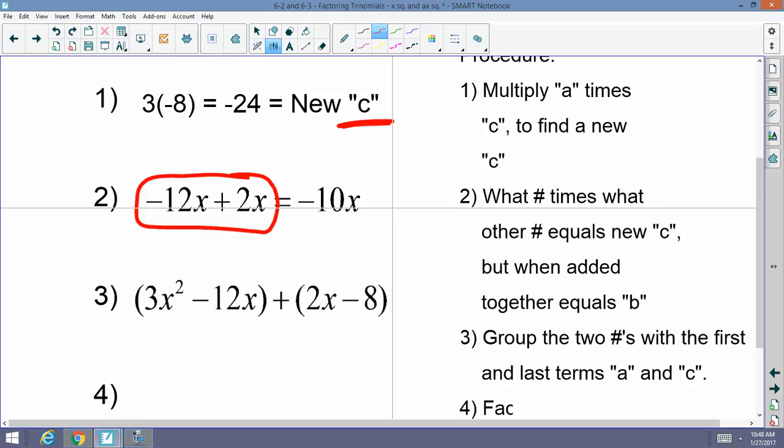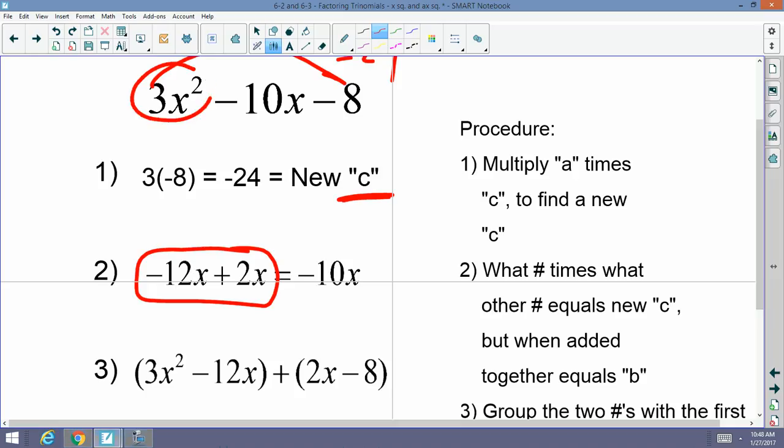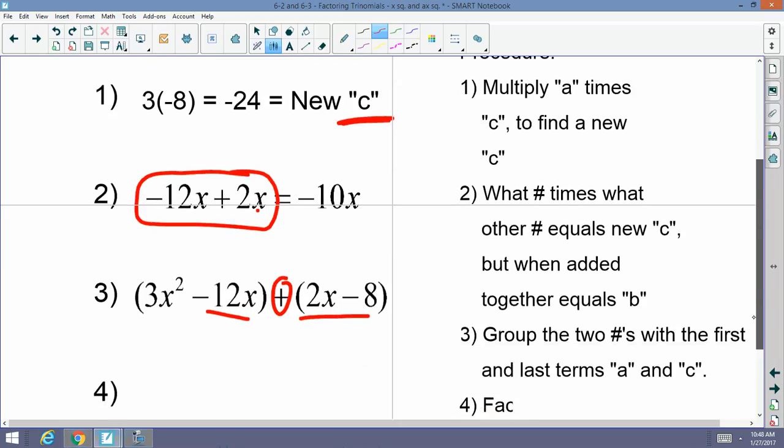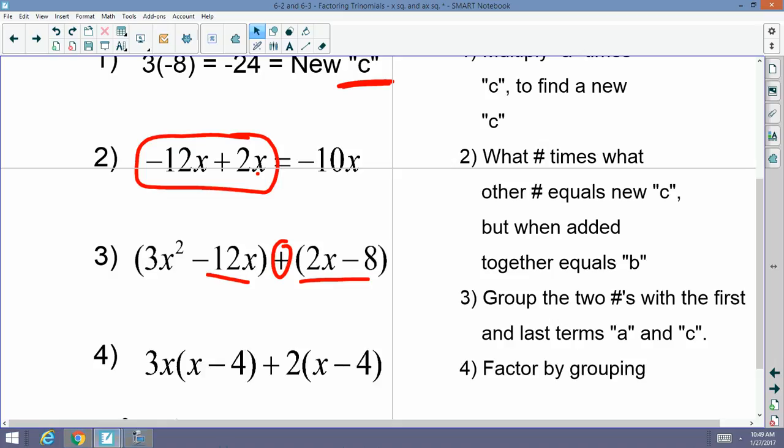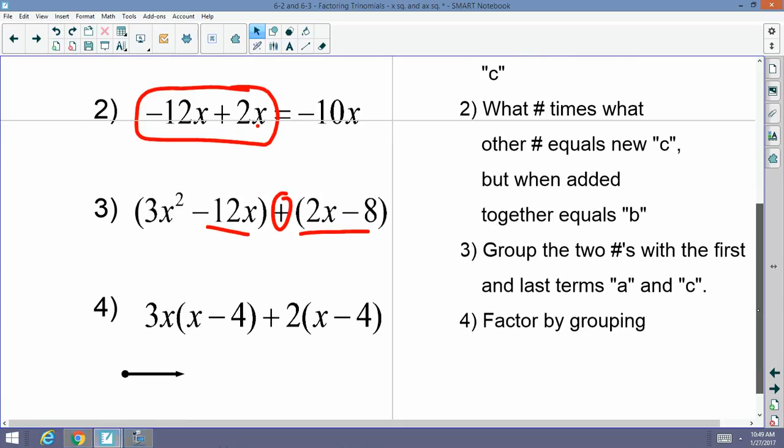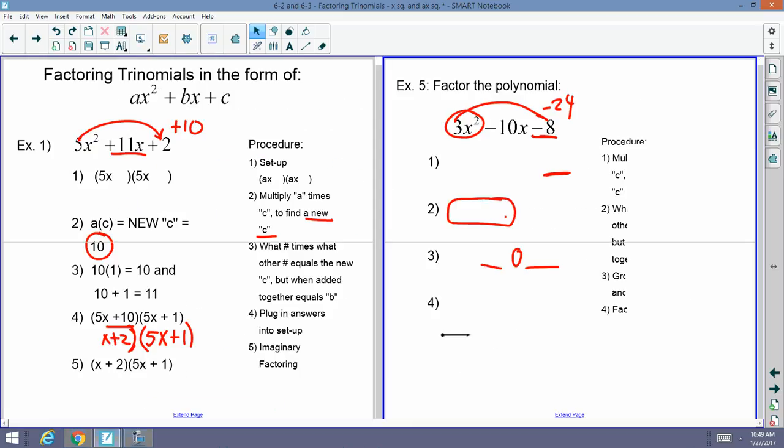So now you can take this negative 12 and attach it to that original 3x, just like I did here, plus take that positive 2x, attach it to the negative 8, like I did here, and then go ahead and factor by grouping. So I could take out a 3x, I could take out a 2, and then I can factor out an x minus 4, and I have a leftover of 3x plus 2. I'm going to put this all up so you can see it all. Okay?